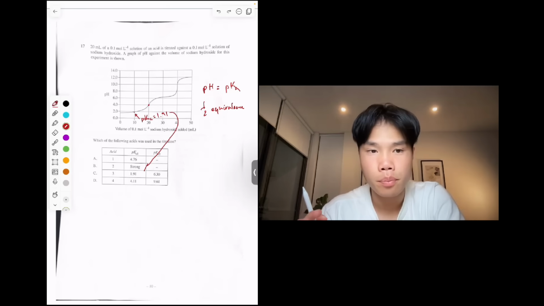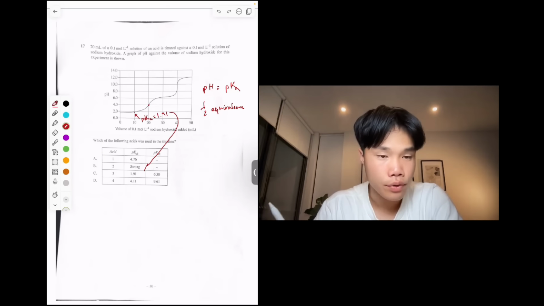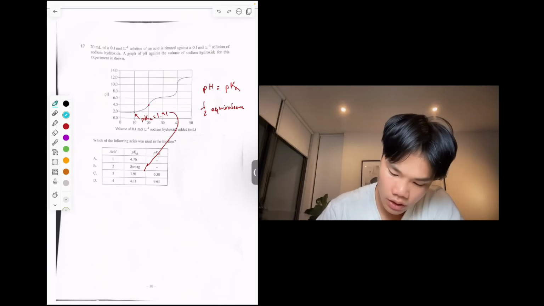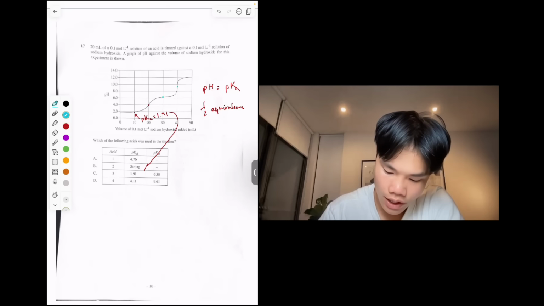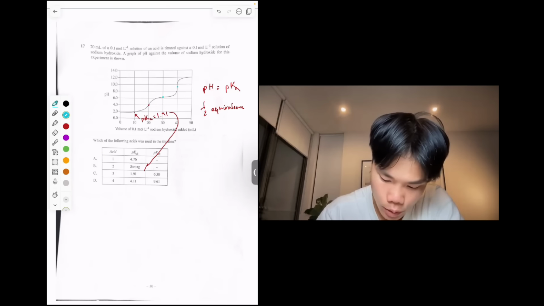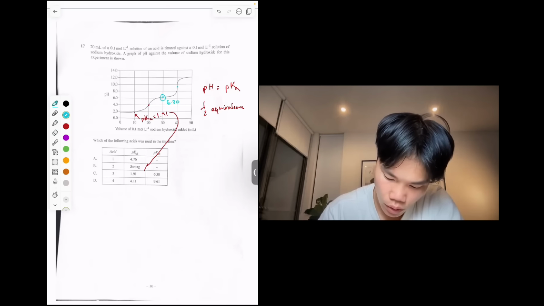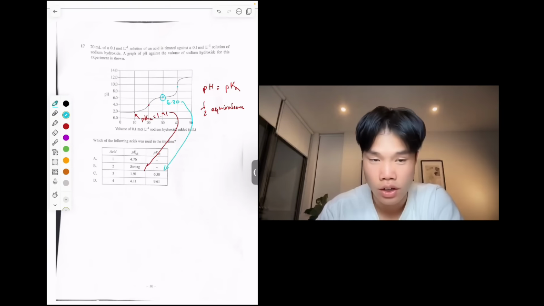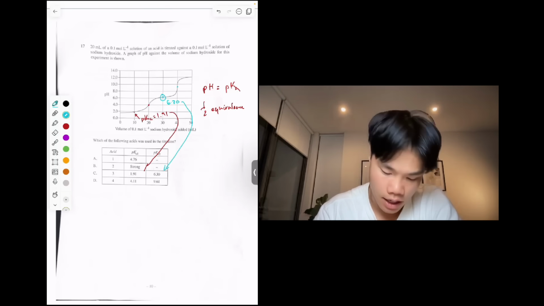So we showed that pKa equals 1.91 for the first dissociation, and for the second dissociation, the half equivalence point lies at 30 mL. And because pH equals pKa here again, that's about 6.30, and we know that the pKa for the second dissociation is 6.3, and it will give you the answer C.